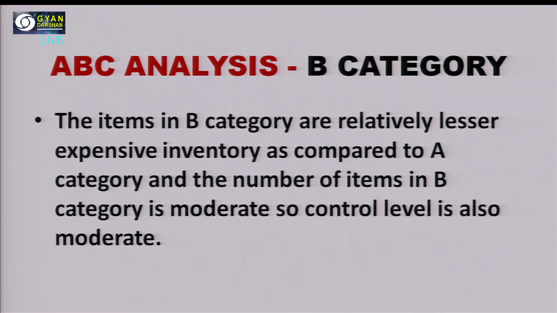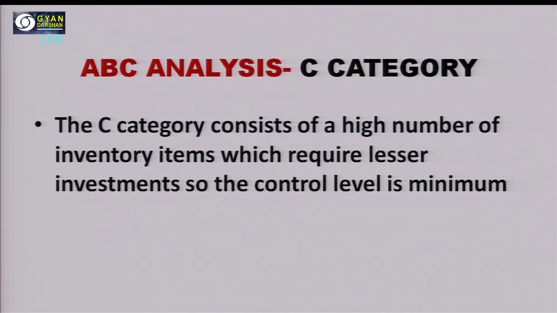Now come to the B class or B category. They have a moderate number and moderate value of items. So that is why they are called a B category. Now come to the third category, that is called the C category. Under C category, we have a high number or large quantity of items, but they require lesser investment, or in other words, the value of these items is less.